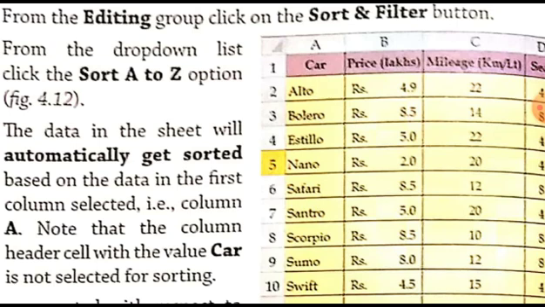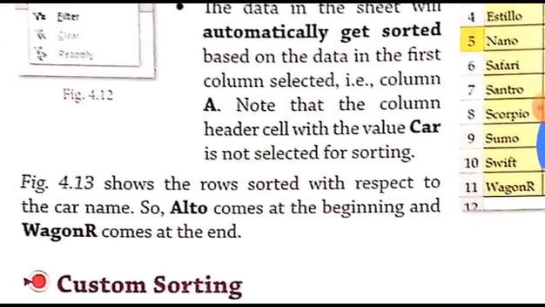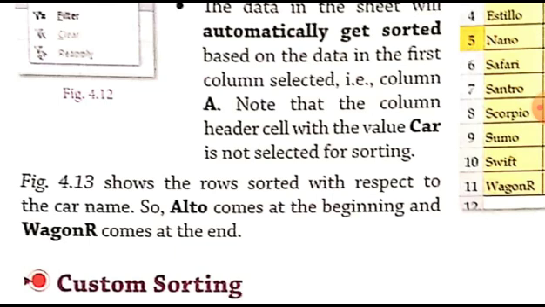On all the columns you will see that only the cells which have data values are sorted by using this default sorting. The header cells, which have the headers of the columns, were not sorted. That is why you see the header itself with the value Car, which was A1, was not sorted. Otherwise it would have come after Bolero, but it was not sorted using this sorting. That is why it is again at the top only. Figure 4.3 shows the rows sorted with respect to the car name. So Alto is coming at the beginning and WagonR is coming at the end.